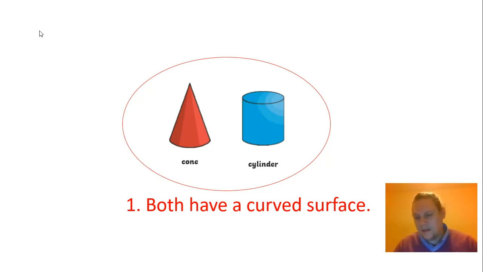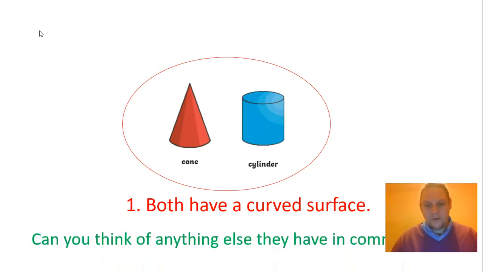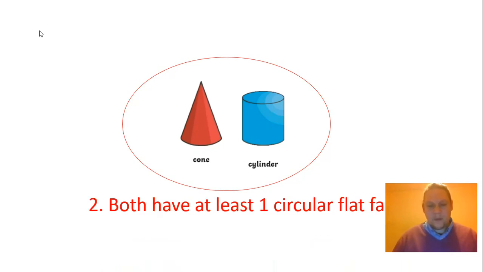We don't see a curved surface on our square-based pyramid or our cube, I should say. So that's one of the things that these have in common. They've both got a curved surface. What else? Both have at least one circular flat face. Again, that's particular to a cone and a cylinder. We don't see that on our other 2 shapes.